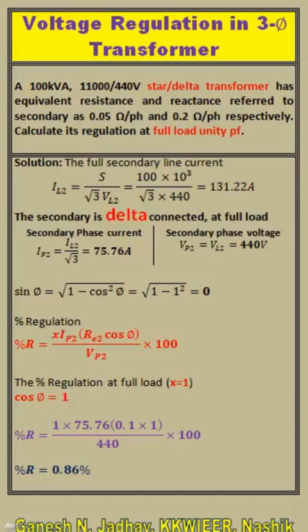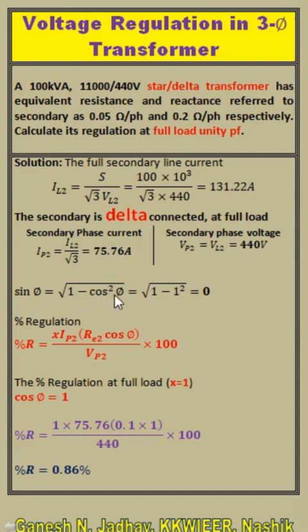Let's determine the voltage regulation in a three-phase transformer. Here the transformer is star-delta connected. The regulation is to be calculated at full load, unity power factor, and the resistance and reactance are given referred to the secondary per phase. First calculate the line current of the secondary, S upon root 3 VL2, it comes to 131.22. As the secondary is delta connected, the secondary phase current is equal to line current upon root 3, it comes to 75.76 ampere. The secondary phase voltage is equal to line voltage, that is 440 volt.